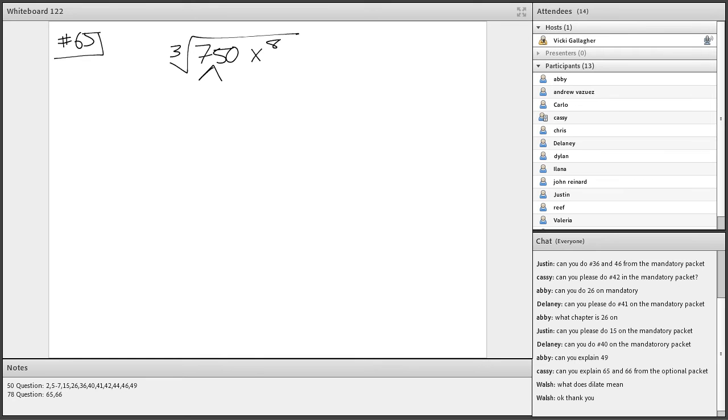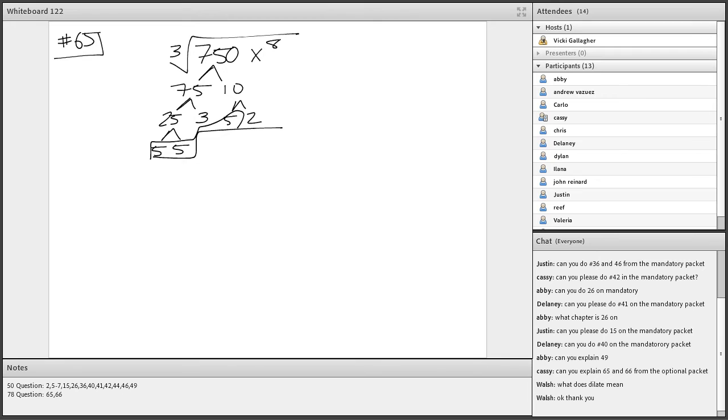And so you're going to do factor trees. I'm going to factor tree 750 is 75 and 10. 75 is 25 and 3. 25 is 5 and 5. And then 10 is 5 and 2. And so I have this list of numbers down here, and we're looking for 3 of the same number. So I do have 3 number 5s.